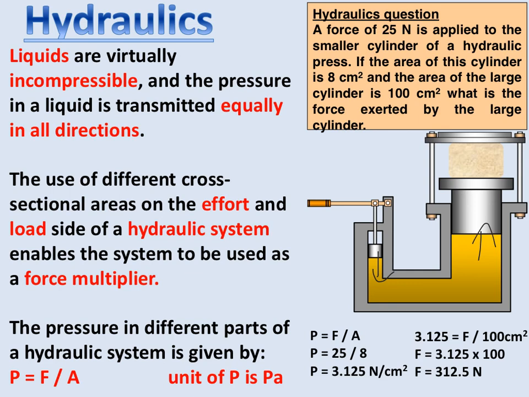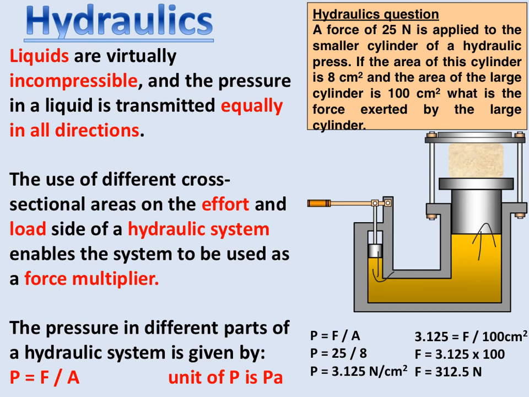And if you were to apply this to a question, you can see a force of 25 newtons applied to a smaller cylinder of a hydraulic press. If the area of the small cylinder is 8 cm squared and the area of the large cylinder is 100 cm squared, what is the force exerted by the large cylinder? So the answer to this question can be found in the bottom part here. The first thing to point out is that as both my areas are in centimetres squared, I can keep my areas as centimetres squared and I do not need to convert.